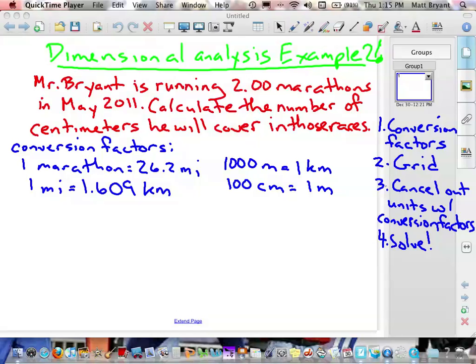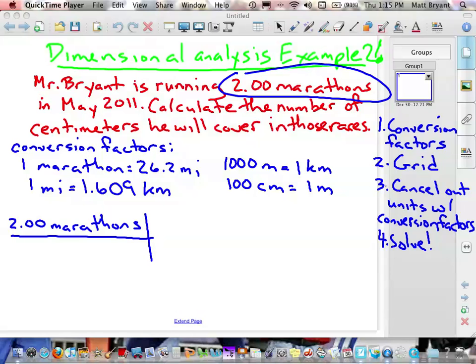So, our second step is to set up our grid, and we always set up our grid with the number that we're given initially. So, in this case, that is this value right here, 2.00 marathons. So I'm going to go ahead and write that all the way on the left-hand side. 2.00 marathons, and that'll be the beginning of my grid. Now in the next box, we have to put in a unit that will allow us to cancel marathons, and it turns out that that unit is right here.